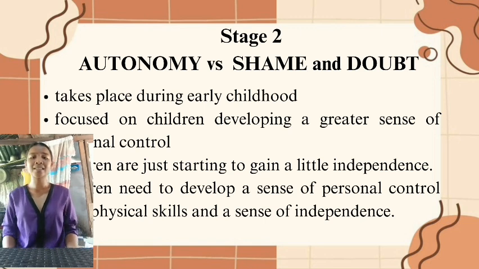So, finding balance: children who successfully complete this stage feel secure and confident, while those who do not are left with a sense of inadequacy and self-doubt. Erikson believed that achieving a balance between autonomy and shame and doubt would lead to will, which is the belief that children can act with intention within reason and limits.